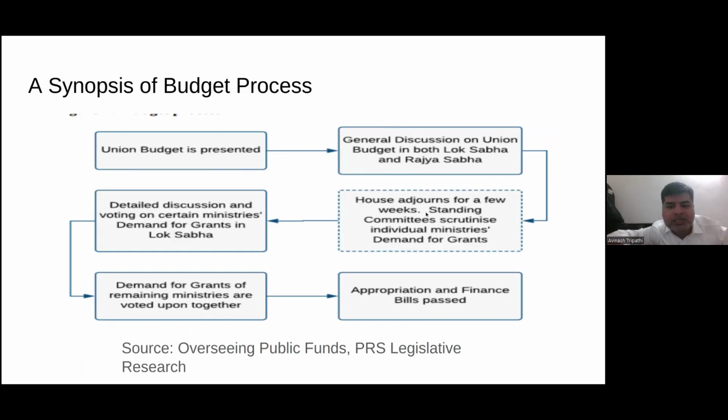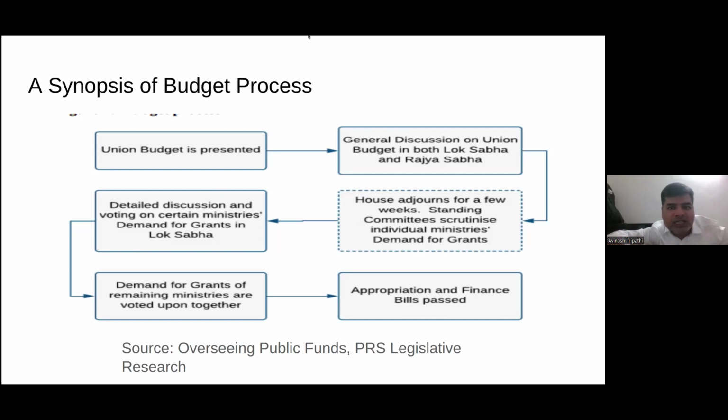So what happens in the meanwhile? The budget goes to something called standing committees. They are for different departments. There are specific standing committees of parliament, and those committees scrutinize the budget proposals in detail, and they say that look, this proposal makes sense, this proposal doesn't make sense, and then it comes back to the parliament for detailed discussion. And the budget proposals are discussed in detail.